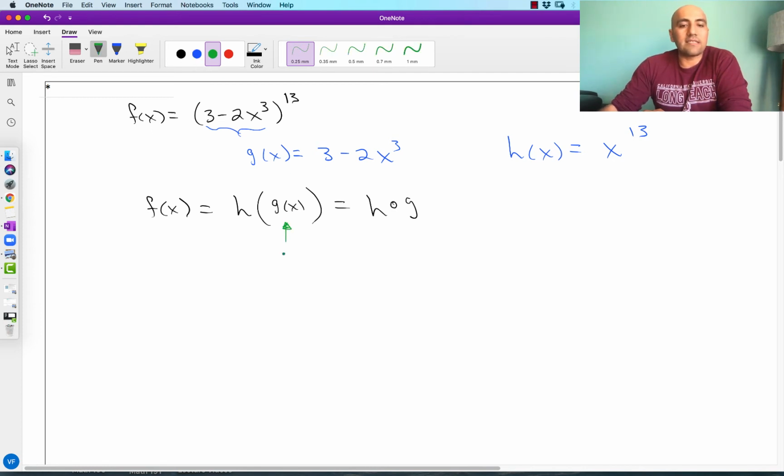So here's the inside function. This 3 minus 2x cubed, we're going to call that the inside function. And now the outside function is this x to the 13th power.